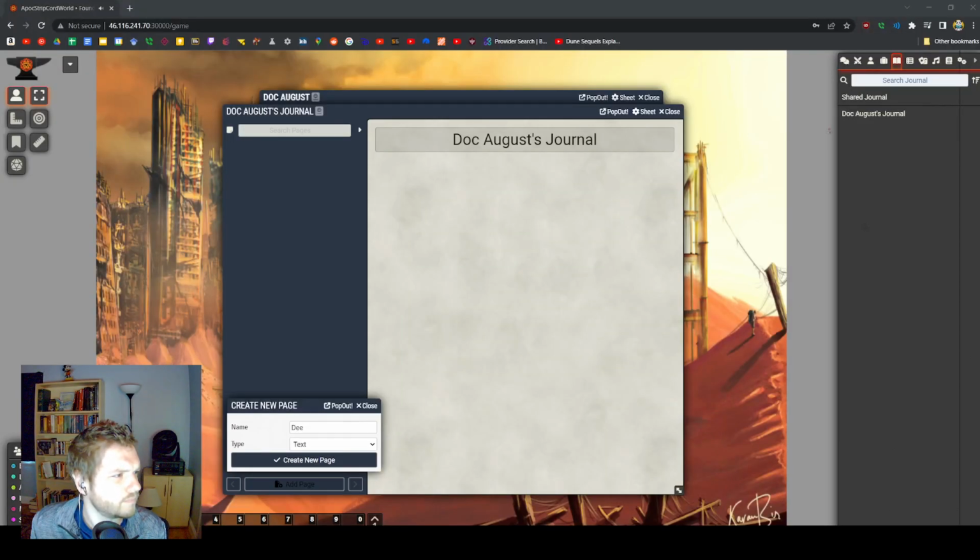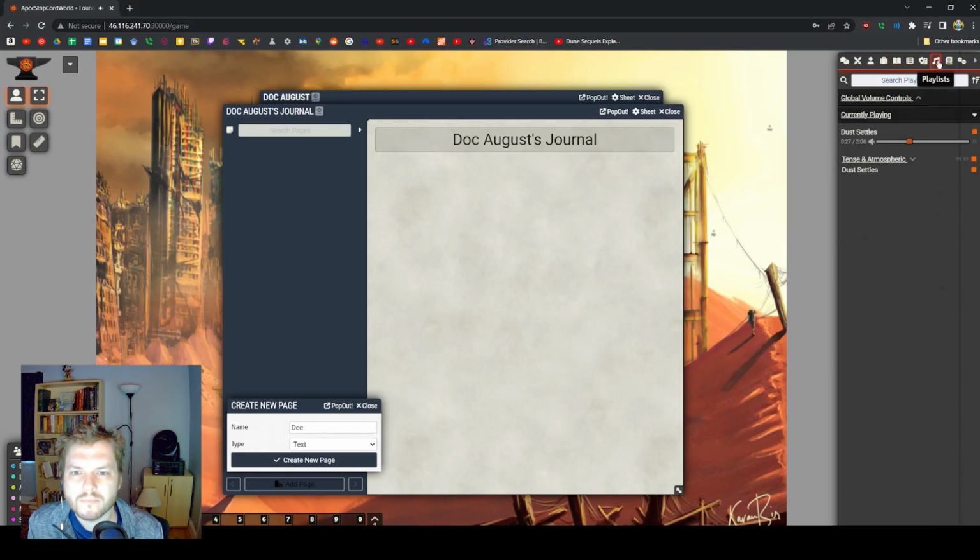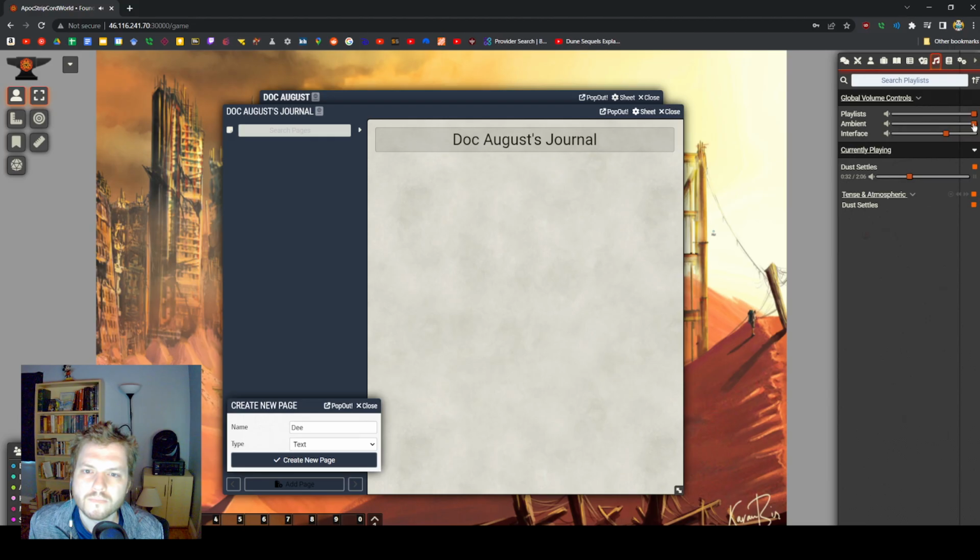And last but not least, the playlists. If you go to the music note, you will see a thing that says global volume controls. Use that. Once you open it, you'll see 3 bars: playlist, ambient, and interface. The only thing that should make sounds in this game is playlists. So just set that bar to the volume that you want it to be, more or less, and that will work on all of the music only for you. And that's pretty much it. That's all the rundown you actually need.